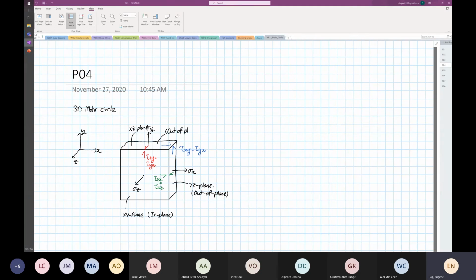Can someone tell me why our XY plane is in plane, and our YZ and our ZX are known as out of plane? Anyone? What trend can you see? By the way, you cannot get this from the textbook. The textbook won't tell you that. They so-called assume that it's known. So what is different about the XY plane from YZ and XZ, besides the orientation? Why is XY in plane? Any idea? Anyone, please?